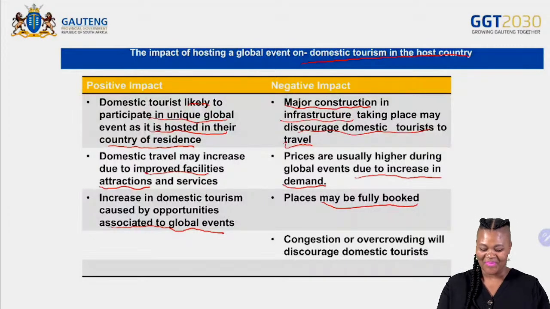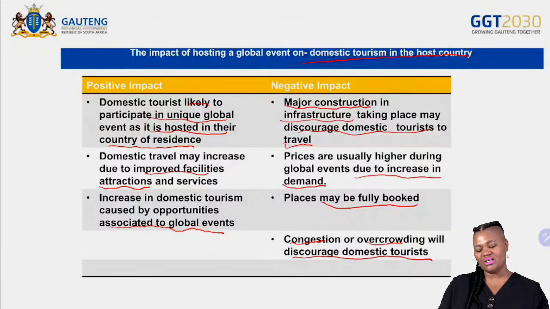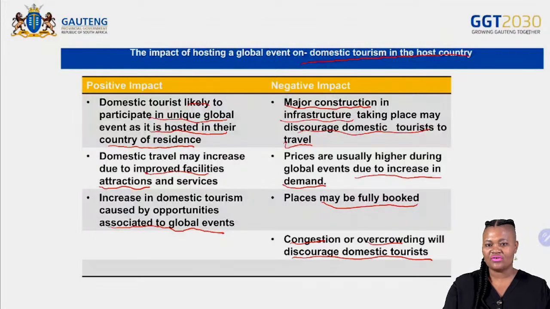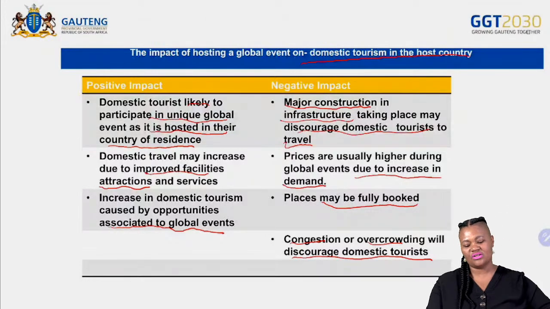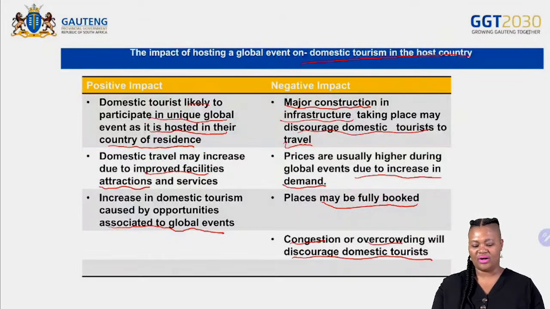And then also congestion and overcrowding will discourage domestic tourists. So if there's a global event, you find that many places become congested and there's overcrowding, and domestic tourists might be discouraged to travel. So hosting a global event does have an impact on domestic tourism in the host country. It has an impact on the people of that particular country when they want to travel. So right now, with the Rugby World Cup in France, you might find that people are discouraged to travel around France because of the global event. There's congestion and overcrowding, which will discourage those domestic tourists who reside in France to travel.